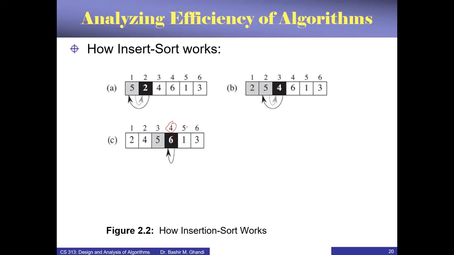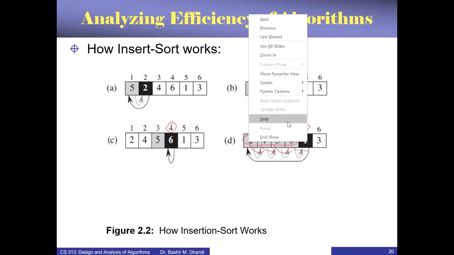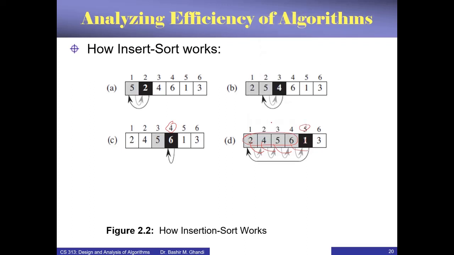Next, we make j equal to 5, so that the element we're going to try to insert in the sorted list is 1. Now, as you can see here, we have to shift all the elements in the sorted list to the right by 1. 6 will go to the right, 5 will go to the right, 4 will go to the right, and so also 2. So that the 1 will end up being in position 1. This is what you are seeing here. 1 has come here.